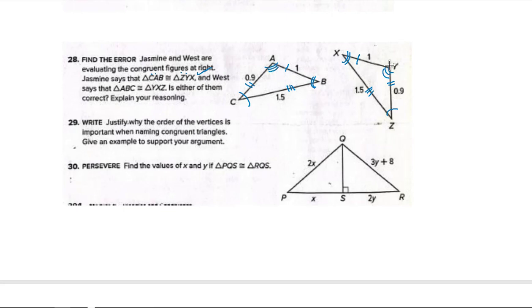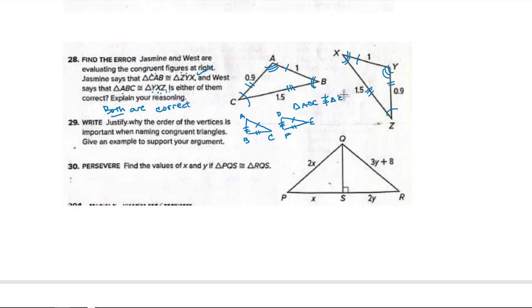Wes says that ABC is congruent to YXZ. If we look, A does match with Y. B does match with X. And C matches with Z. So they're both correct. The orders were different for both, but they had the right-hand congruence in the same matching order as the left-hand congruence. So there's several different ways to name congruences depending on which vertex you want to start with.